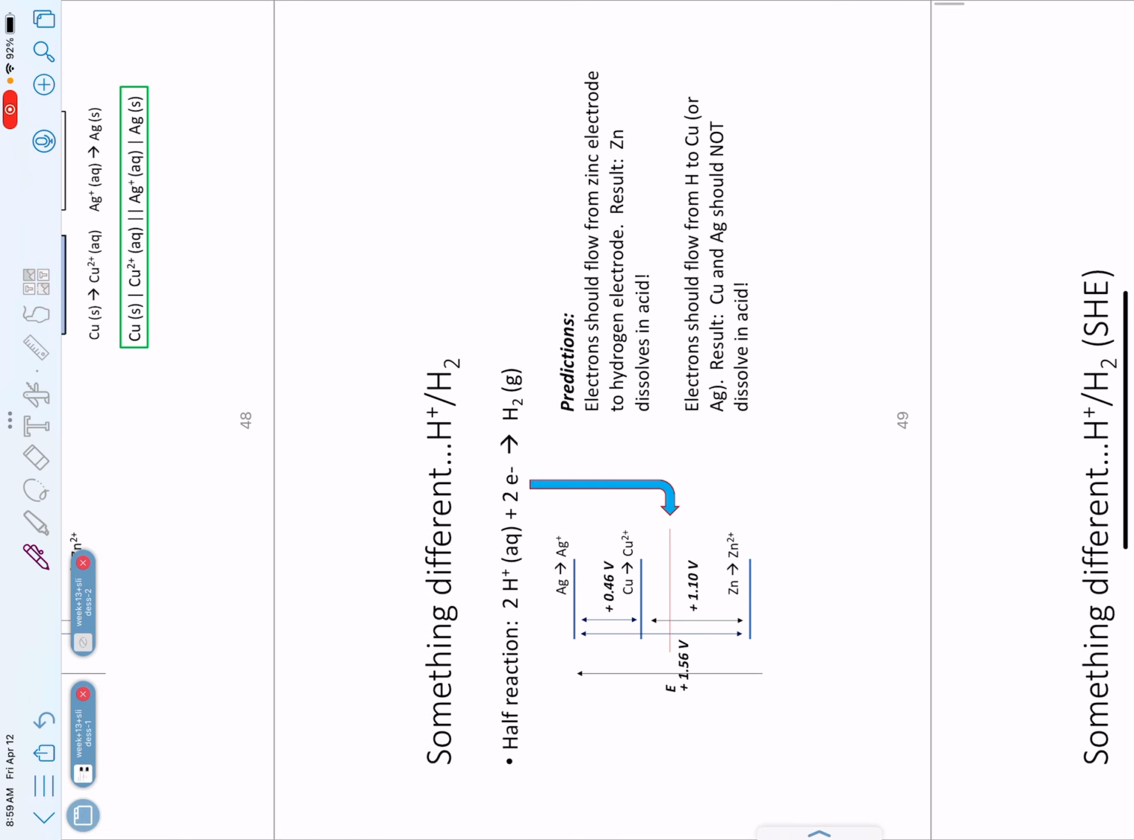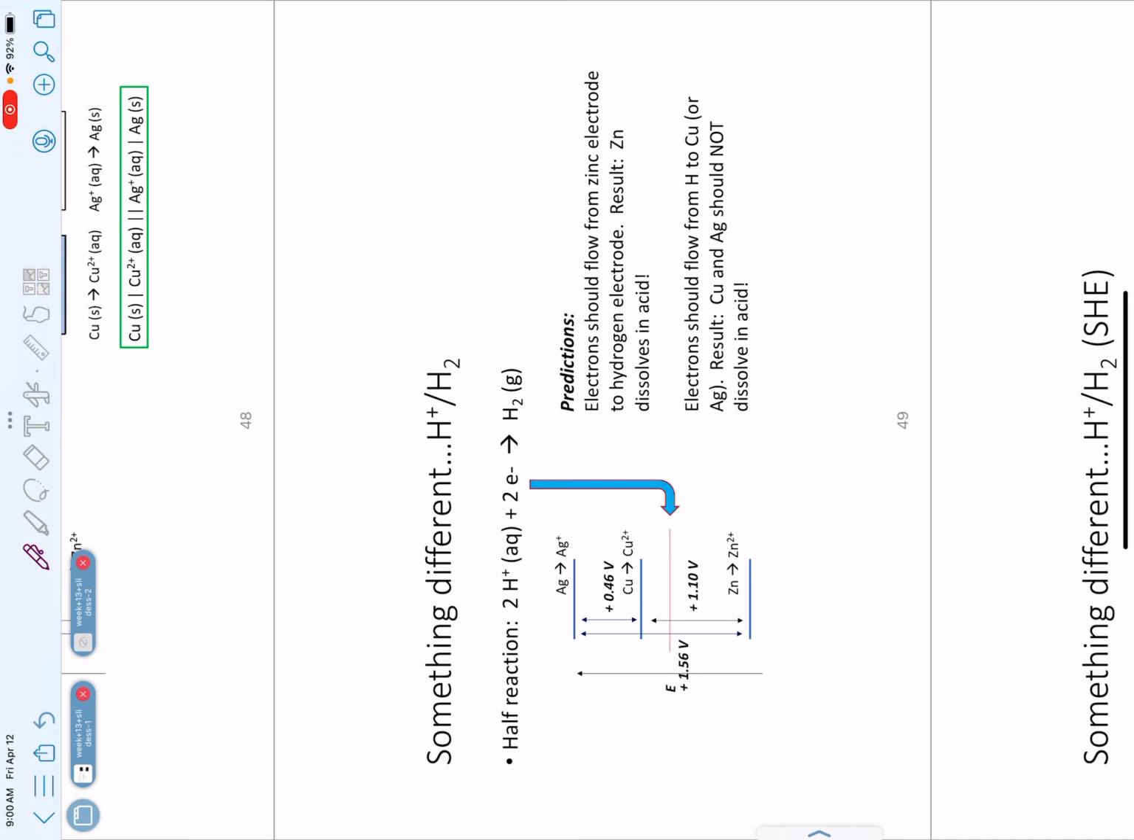So all we're really doing is dropping a 0 point into our relative energy diagram and measuring relative to this. Based on this, zinc and zinc plus 2 are on the negative side of 0. They're below, and they're pushing electrons up. Copper and silver are on the positive side.